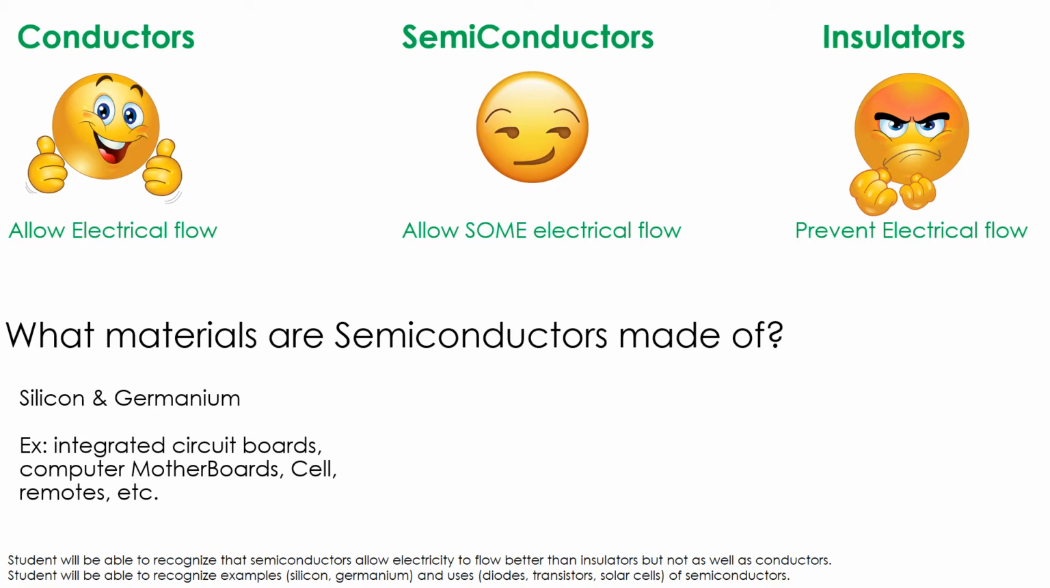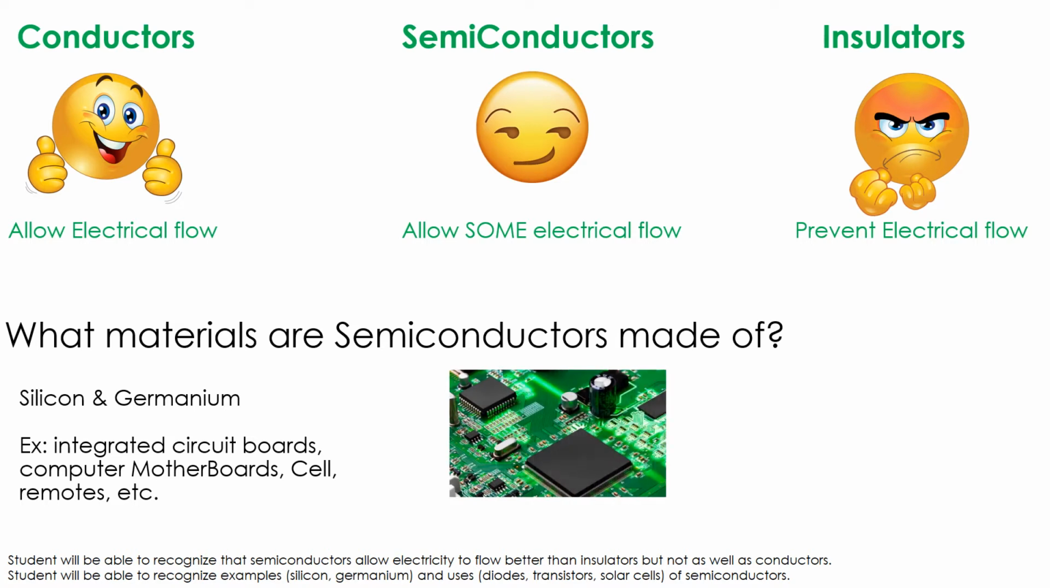It lets some electricity go through, but not all of it that came in. That's why your desktop computer has to have a fan, because those things get pretty hot. On a laptop on your lap, you'll notice it gets warm. It's taking electrical energy and converting it into heat. It's integrated circuit boards, motherboards, your cell phones, remotes. If you've ever looked inside anything electronic, you've seen semiconductors, and that's what they look like right there.